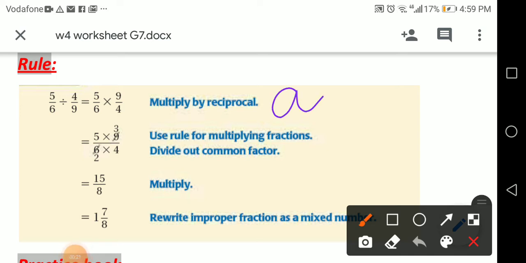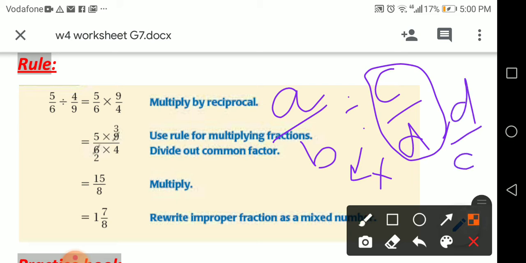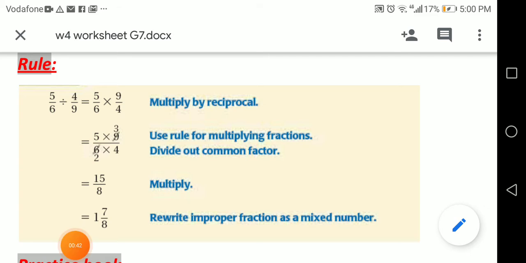It's like A over B divided by C over D. How can I do it? I change the division into multiplication, and I take the divisor to be the reciprocal of C over D. So it will be D over C. What I'm talking about, let's see by examples.